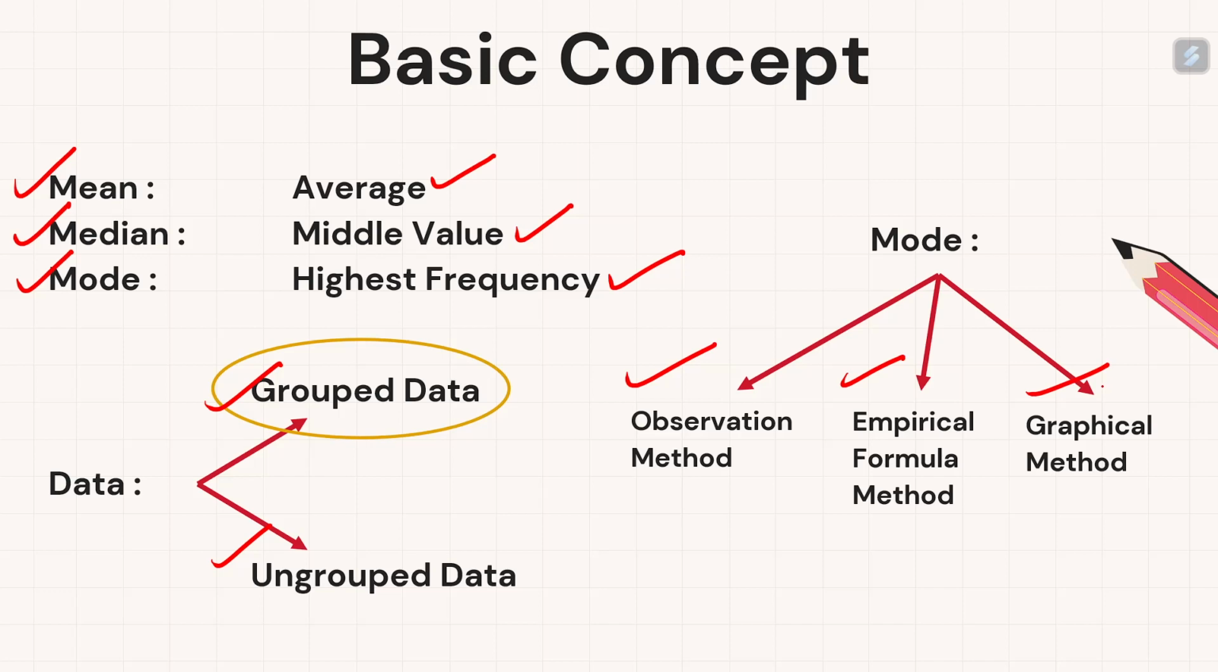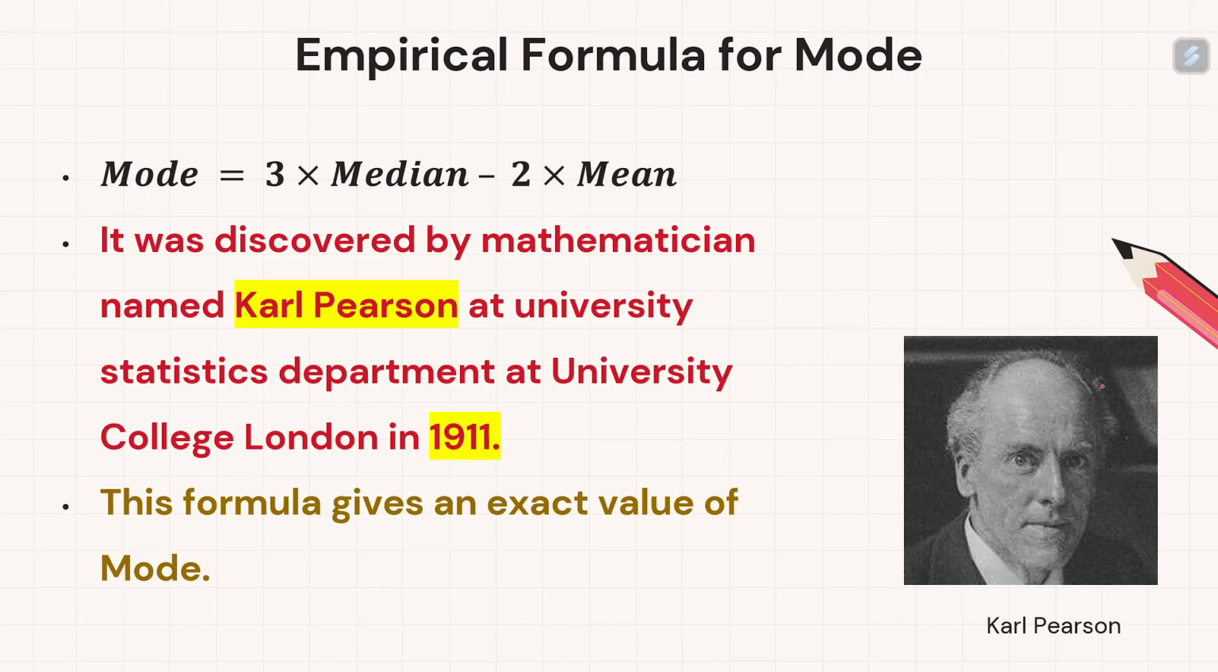Now, let us understand the empirical formula for mode. Mode is equal to 3 median minus 2 mean. This is called the empirical formula, and it was given by Karl Pearson at the Statistics Department at University College London in the year 1911. This is the great scientist who discovered this formula in his university. This formula gives an approximate value of mode.